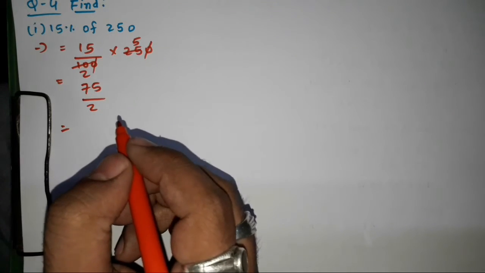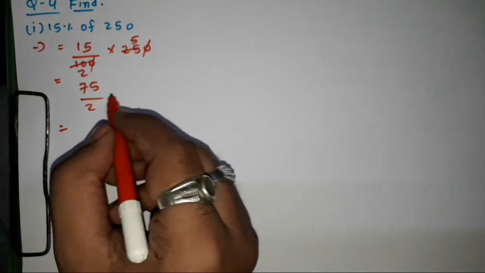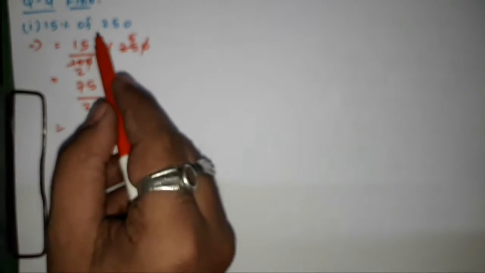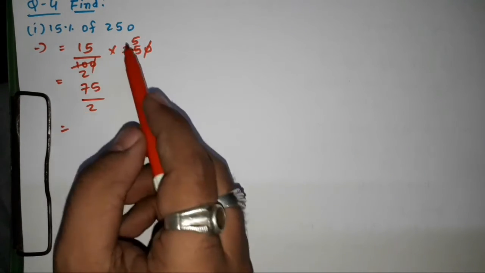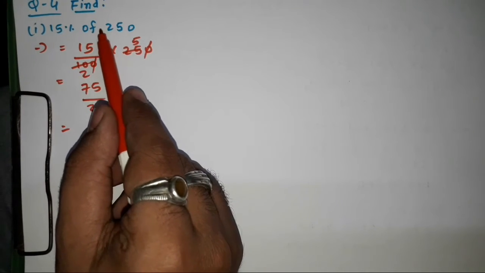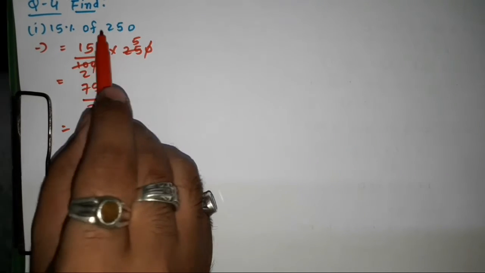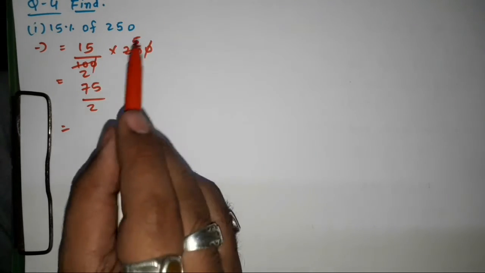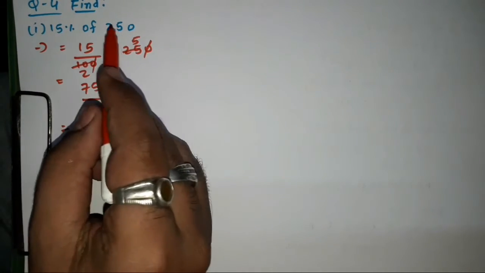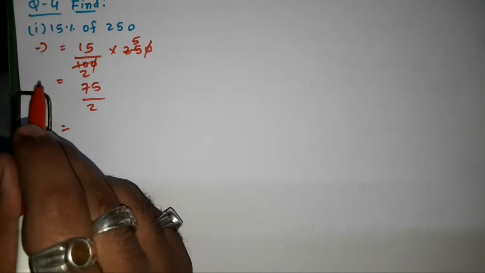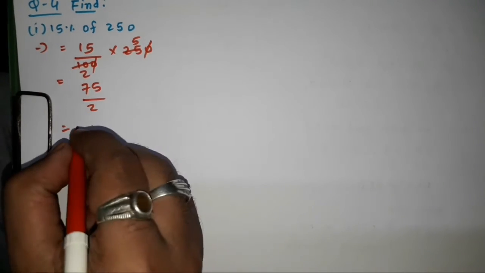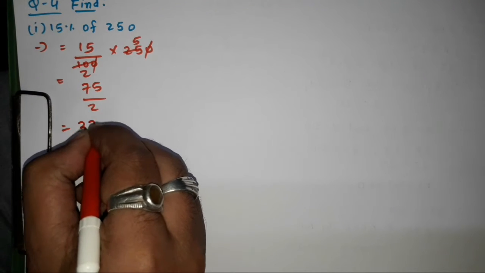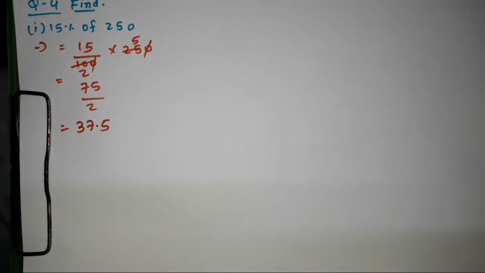Now please keep this in mind: there is no need to write the percentage here, because we are finding a particular amount. For example, assume that this 250 is rupees 250. So here you are finding 15% of rupees 250. Here we are just assuming that, but only the number is given to you. So 15% of 250 is 75 upon 2. When you do 75 upon 2, you get the answer 37.5.